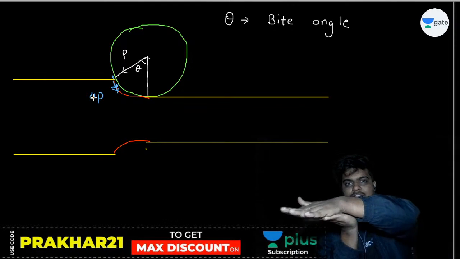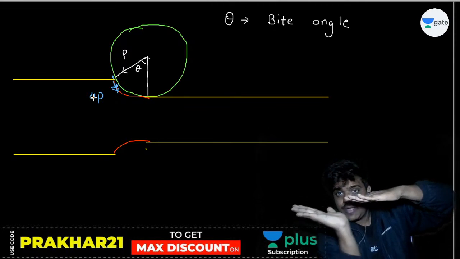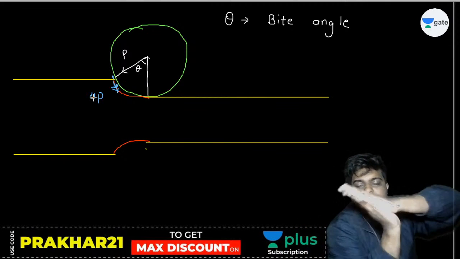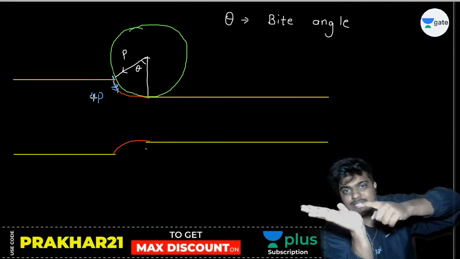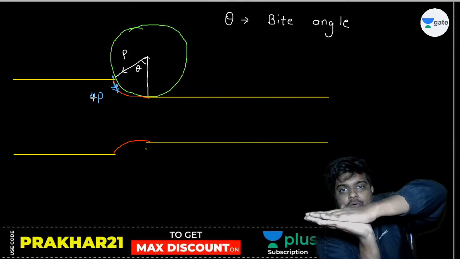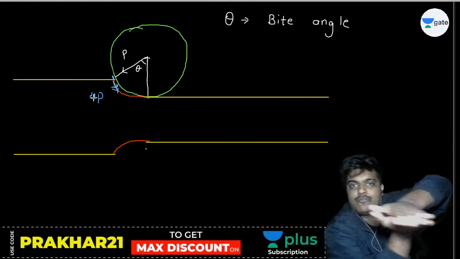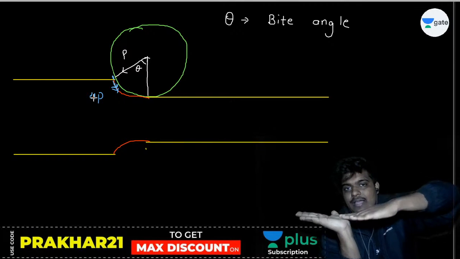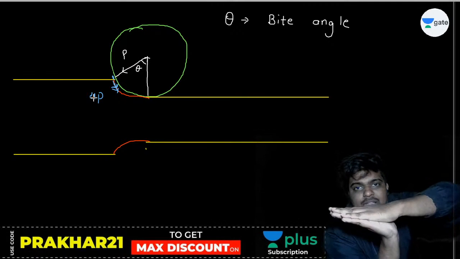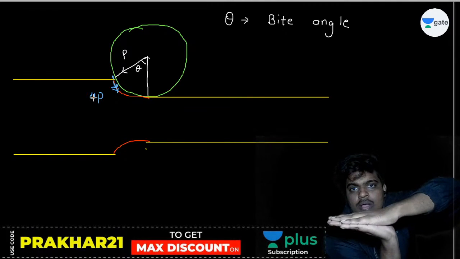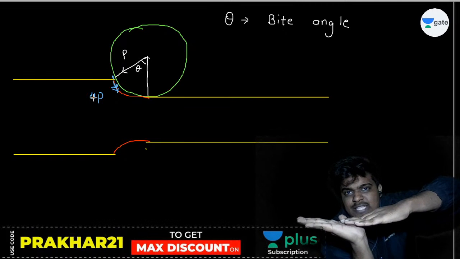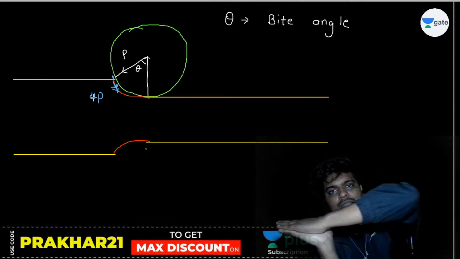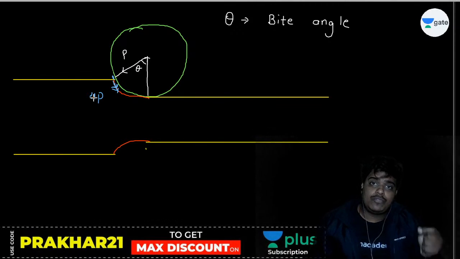Suppose this is a car. If the car is moving in this direction, the frictional force will act in this direction. Suppose this is a platform, and the car is kept over the platform. Now if the platform is moving to the right, the car will also move. Why? Because if the surface is frictionless, if the friction between the car and the surface is zero, the surface moves right but the car will remain like this. But there is friction, so when the platform moves, the car will also move.